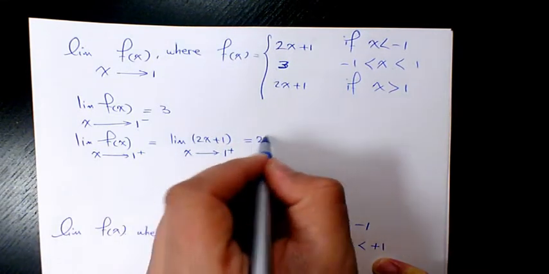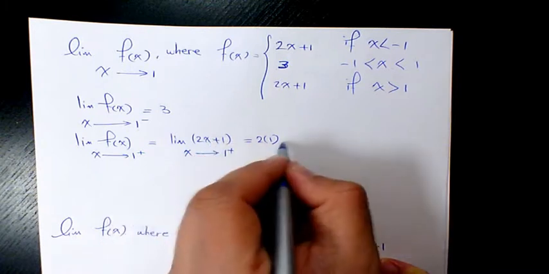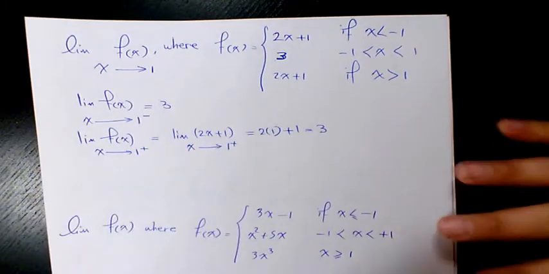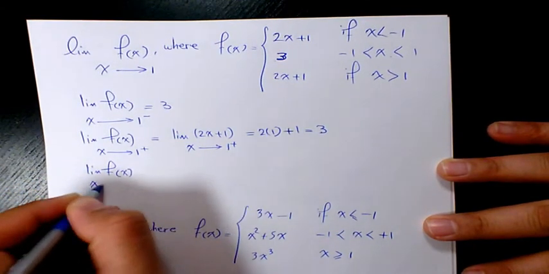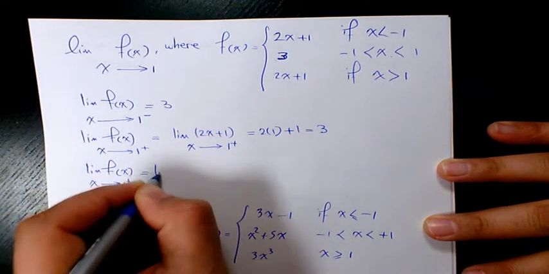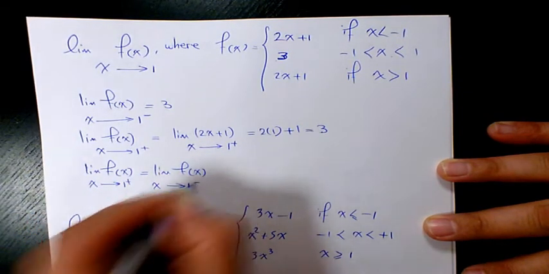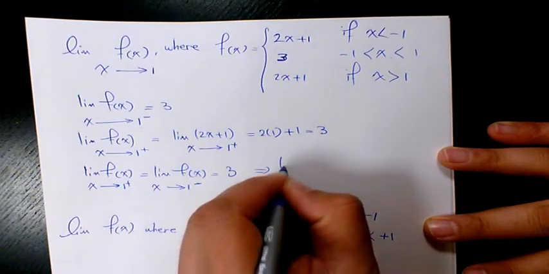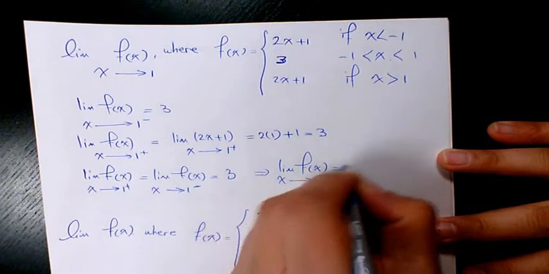That's going to be 2 times 1 plus 1, which equals 3. So the limit of f of x when x is approaching 1 plus is equal to the limit from the left hand side. The left and right limits are equal. Therefore the limit of this function when x is approaching 1 is 3.